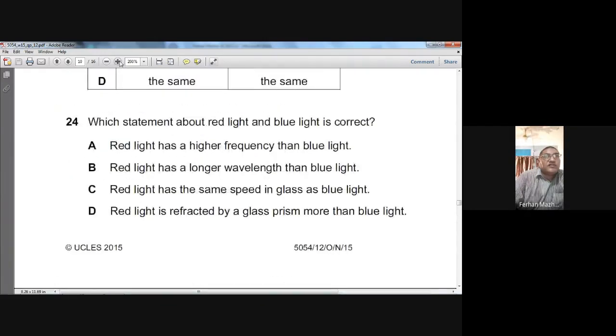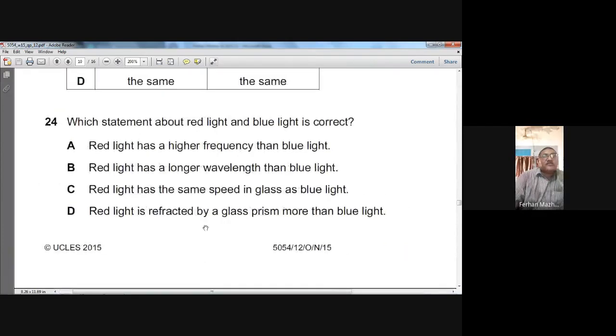And 24 is on your screen. You can see that question now. It says, which statement about the red light and the blue light is correct? The red light has longer wavelength than the blue light, because whenever we write that in a code, we say ROYGBIV, Roy G Biv.